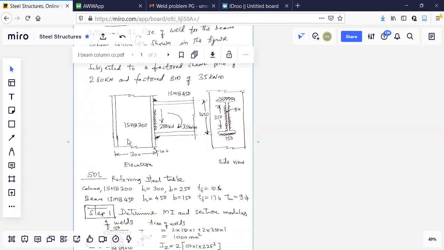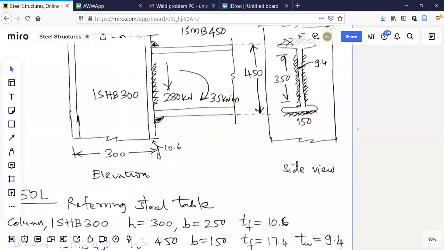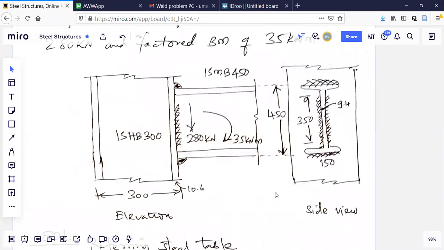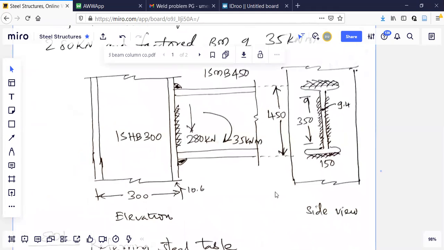You can see here, look at the diagram. The diagram gives you a clear picture about the two sections, beam and column sections. Second, whether the section is subjected to only direct force or to moment also. That is also clear here: 280 and 35. And you can see the side view, how the weld should be applied. The height of the weld they have decided. The problem itself says the height for this one should be 350.